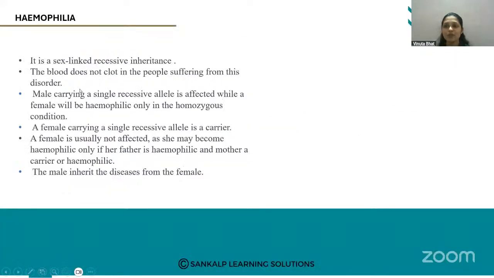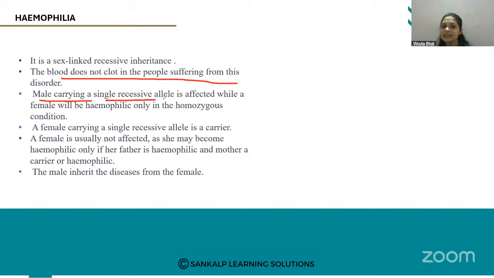Next one, hemophilia. So this is a sex-linked recessive disease. Sex-linked means the genes which are present on the sex chromosomes are changed. The genes which are present on the XX or XY chromosomes are affected, due to which this disease is caused, hence it is called the sex-linked recessive disorder. What is hemophilia then? Hemophilia is where the blood does not clot in the people suffering from this disorder.